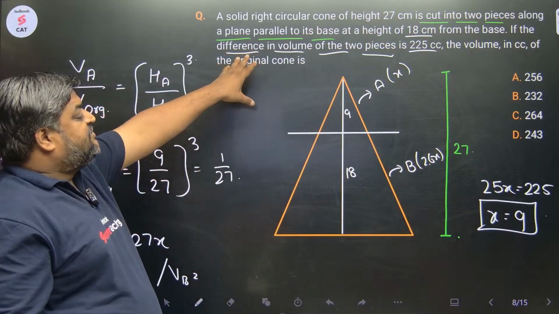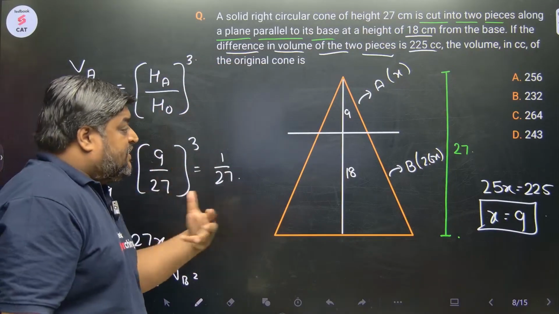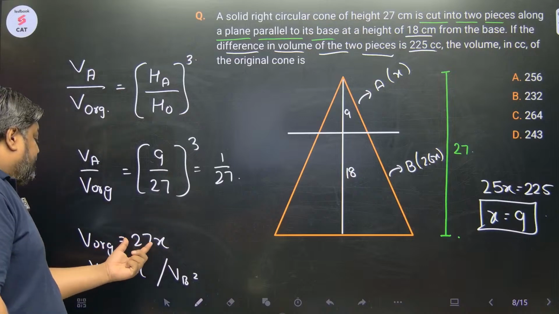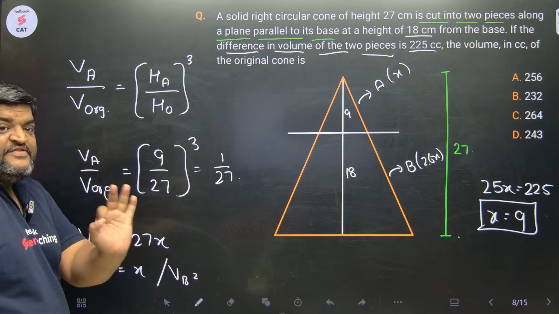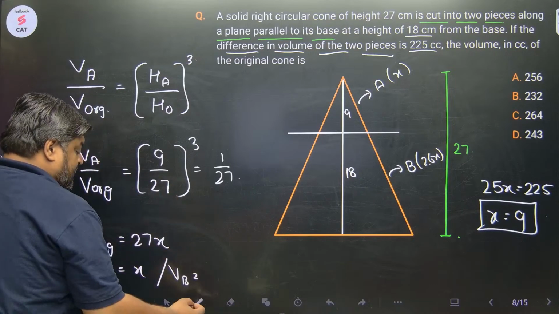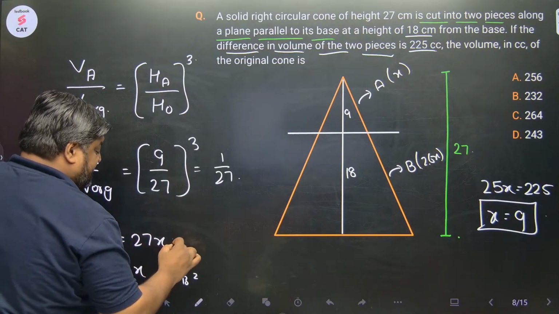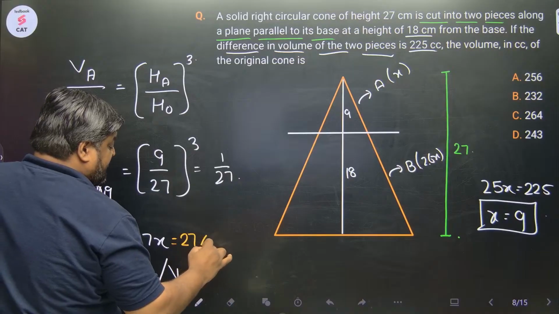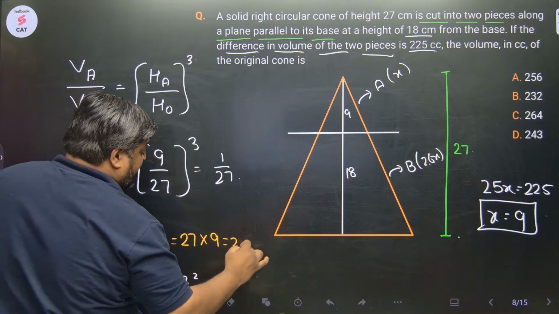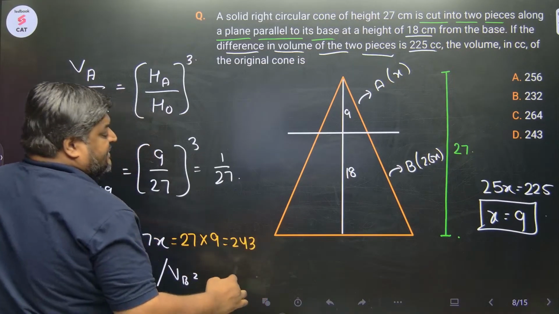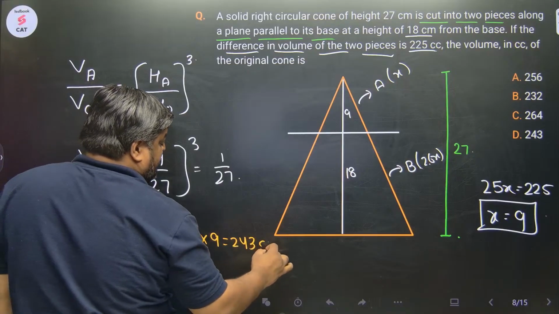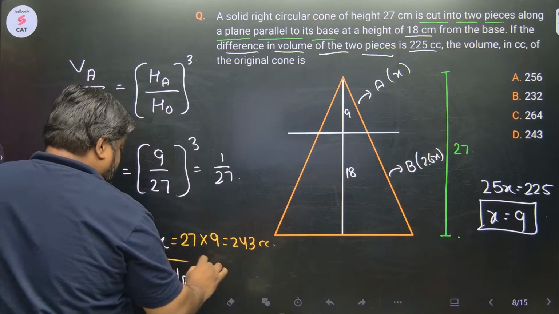And what was asked? Volume of original cone. What is volume of original cone? Sir, volume of original cone is 27x, where x is equal to 9. So 27 into 9 is 243 cc. This is your answer.